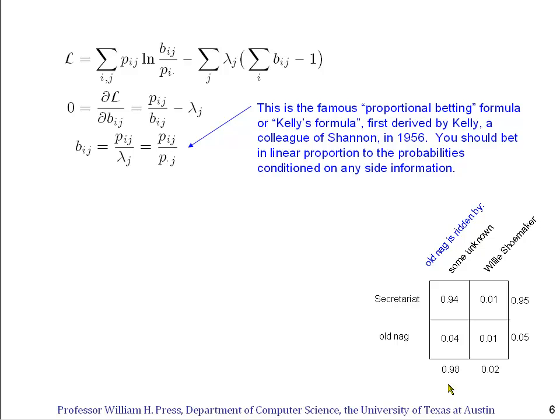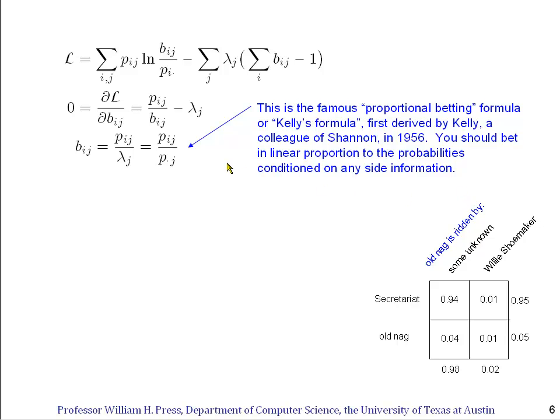That's not intuitive, because let's take the example down here. Suppose you know that Old Nag is being run by some unknown. Then you might have thought that you should just bet all your money on Secretariat, that that's the best outcome. But no, it's not. What Kelly's formula shows is that you should always place bets on all of the horses. This is assuming that there were no transaction costs added on. And you should place bets on all of the horses in proportion to your estimate of their probability of winning. So in this case, you would place your bets in the proportion of 4 to 94. And in this case, if you have the side information that Willie Shoemaker is the jockey, you would place, as you can see, even bets, half of your stake on each of the two horses.